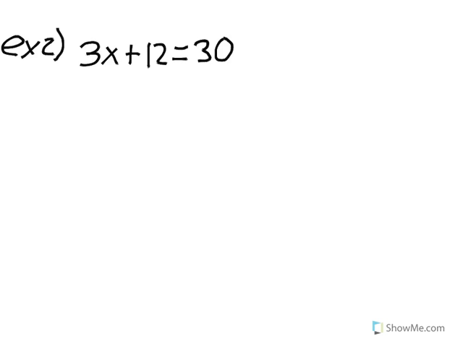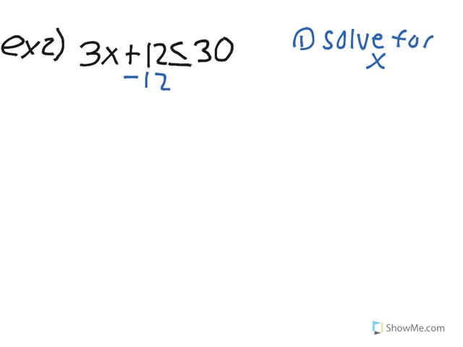Now we're going to move on to our next example. Oh, whoops, I wrote an equal to there. Okay, let's make that a plain inequality. So we're going to do our step 1, which is just solve for x like a normal 2-step. So we'll subtract 12, combining our like terms. 30 minus 12 is 18.